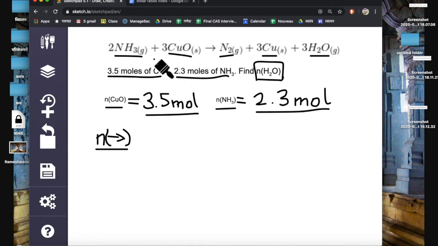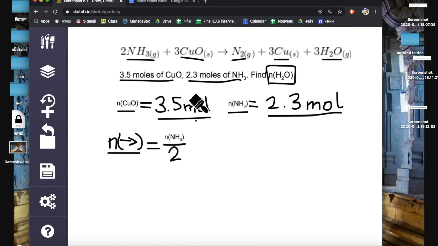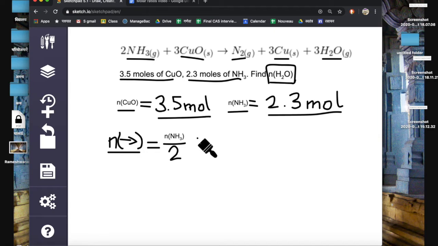Let's think about what it means. When you have 2 molecules of ammonia, you get 1 reaction. When you have 4 molecules of ammonia, you get 2 reactions. When you have 6 molecules of ammonia, you get 3 reactions. You get the idea. The number of moles of reaction would be equal to the number of moles of ammonia divided by 2.